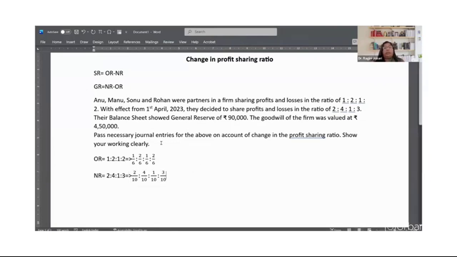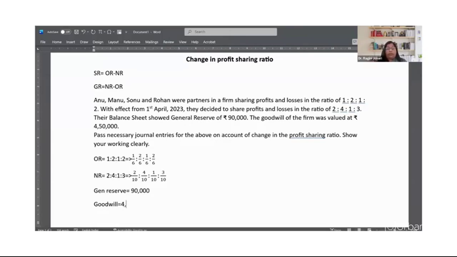Then it says the balance sheet showed a general reserve. So we have a general reserve in this question. General reserve is 90,000. Let us be very clear here. This general reserve will be distributed among the partners in their old ratio only, since this is the accumulated profit of their past years. Then we have goodwill.